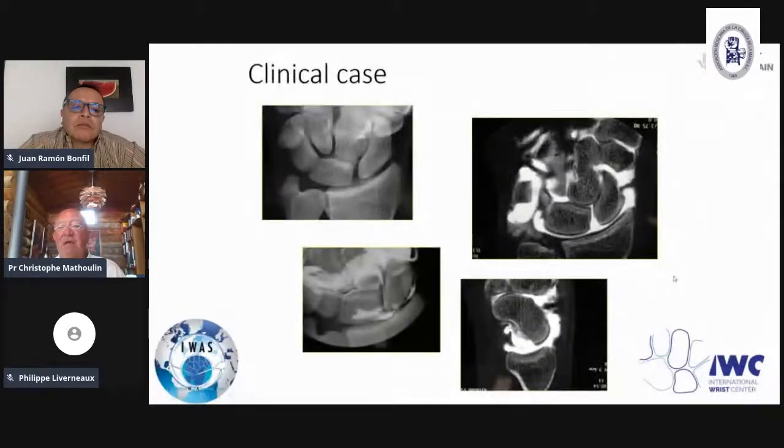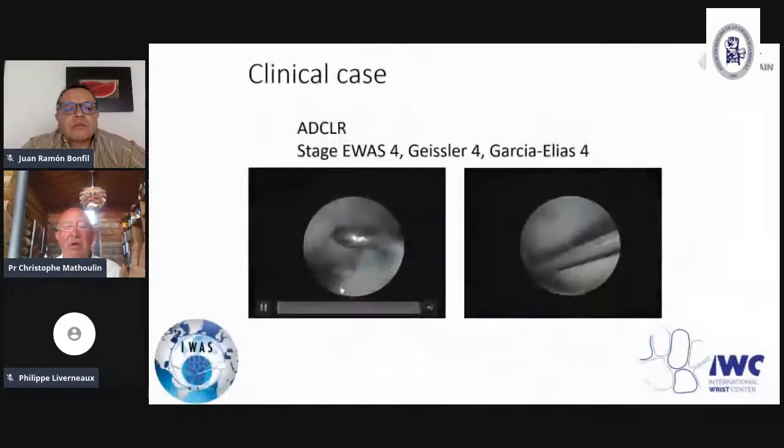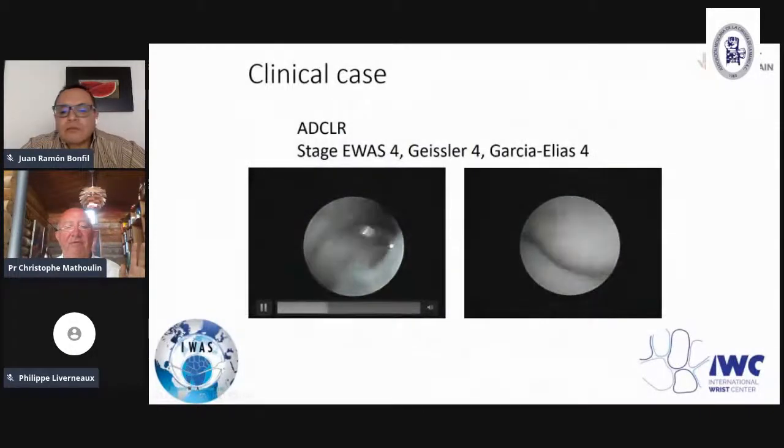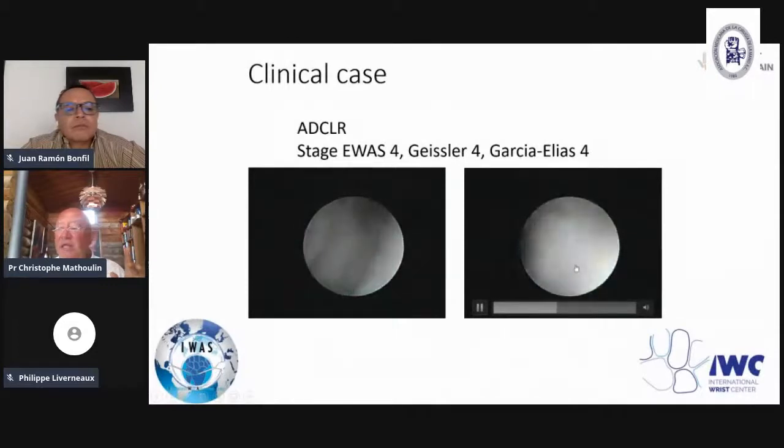So this case is a very good case for me to explain the principle of the technique. You see the X-ray is normal. Here it came with the CT arthroscan, so I go inside the joint, and I had the surprise to see the dorsal ligament detached but still attached. And you see, excuse me for that.